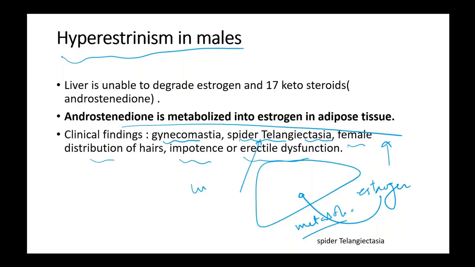The simple mechanism is that the liver is not functioning. The liver is responsible for estrogen metabolism. If the liver is not there, the estrogen level will go high, and then you will have symptoms of high estrogen level.